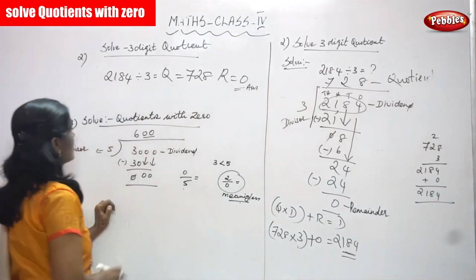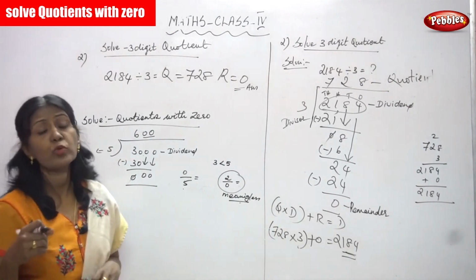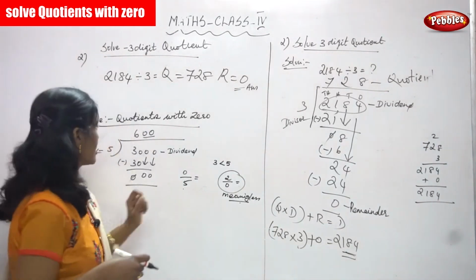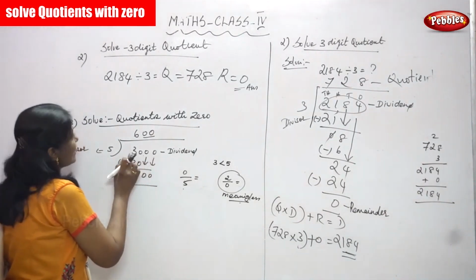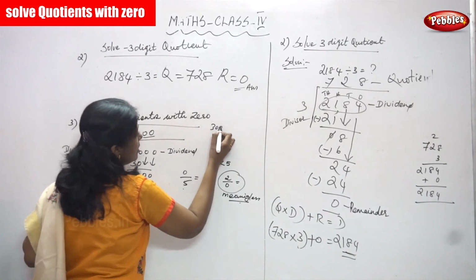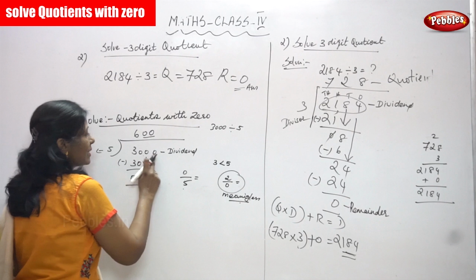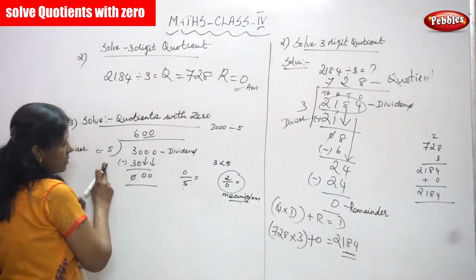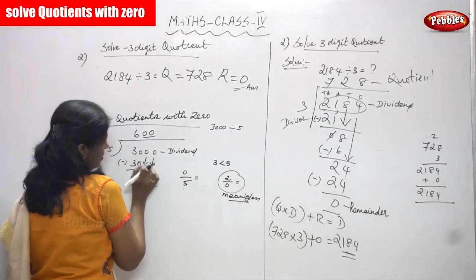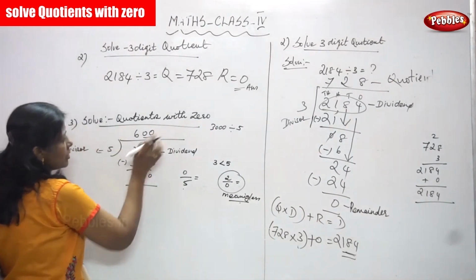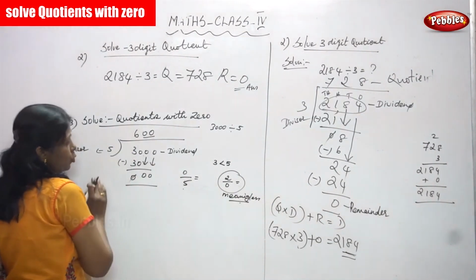I'll repeat the sum once again. Now we are going to solve the problem quotients with 0. What does quotients with 0 mean? The number given in the question is 3000, and 3000 is divided by 5. 3000 is the dividend and 5 is the divisor. Quotients with 0 means the dividend is divided by the divisor and you get the quotient.